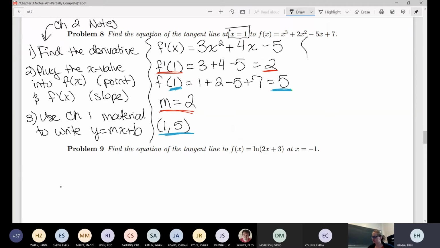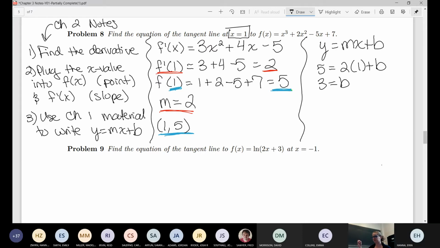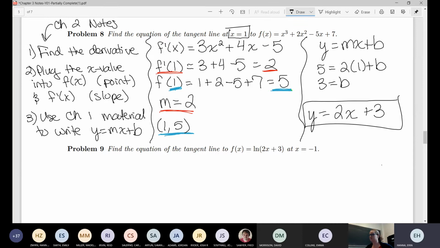And if you remember way back to chapter 1, when we were writing y equals mx plus b, we take that point, we plug it in, we take the slope, we plug it in, we solve for b. Subtract 2 from both sides, you get that b is 3. So y equals 2x plus 3. And that's it. So hold on a few seconds before we do the next one.